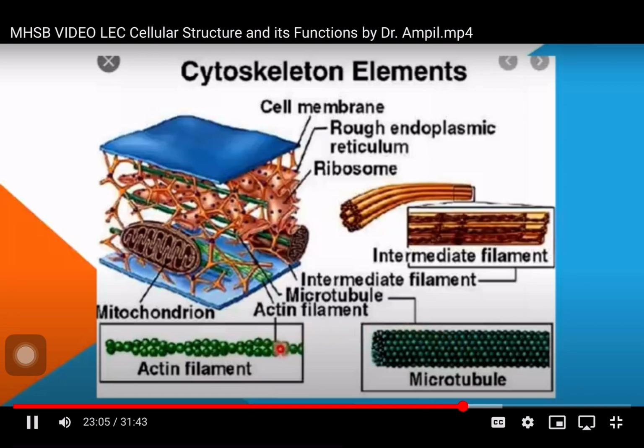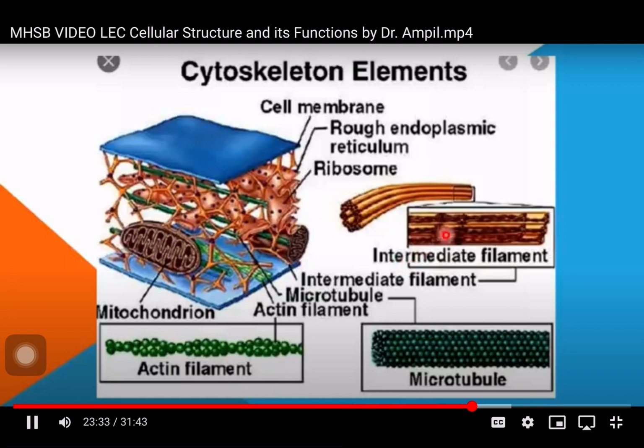Now, the microfilaments class are the thinnest of the cytoskeletal components, and our example, of course, is the actin filament. The actin filament is distributed throughout the cells as anchors occurring at cell junctions. Also, they form the core of microvilli, and it interacts with myosin for the contraction of your skeletal muscles.